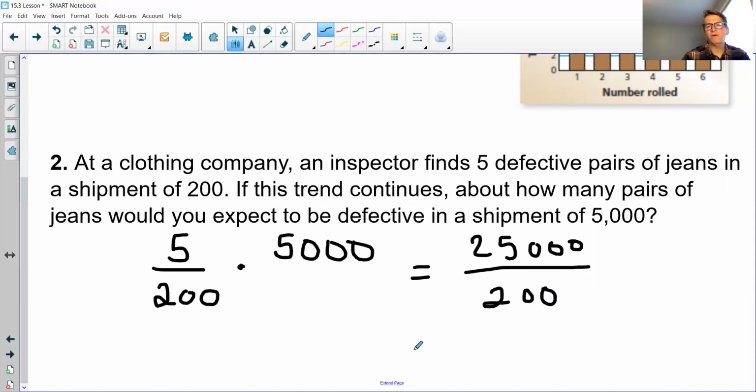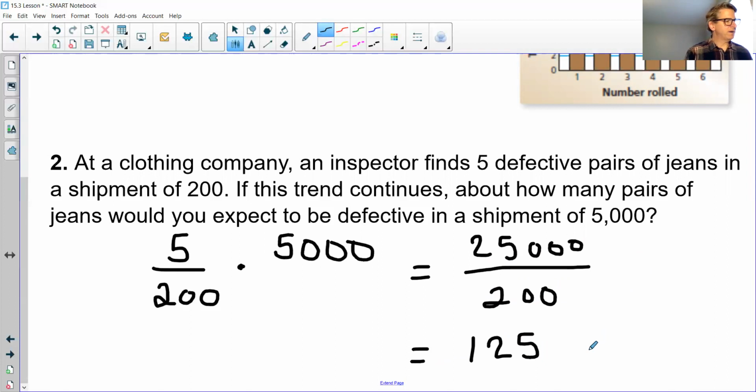And that's equal to 125. So we can expect 125 pairs of jeans to be defective in that shipment of 5,000.